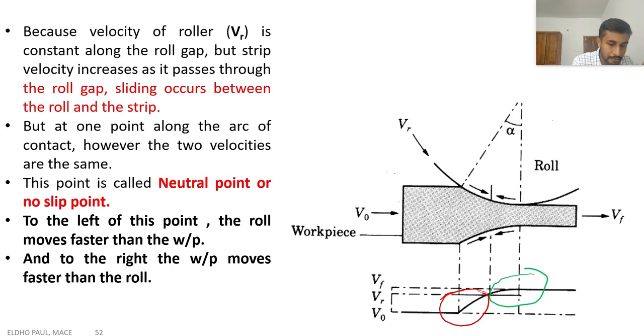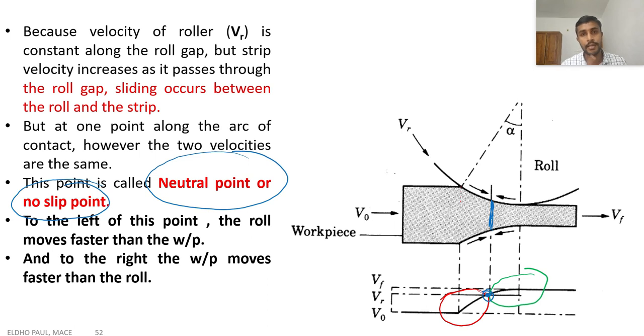Okay. So we got these two regions where friction exists. But what about this point? At that specific point, the velocity of the roller is equal to the velocity of the metal flow. Is there any friction or sliding? Both are moving in the same direction with the same velocity. No, there is no sliding and no friction. So this is the point where there is no friction, and this is called the no slip point or neutral point.